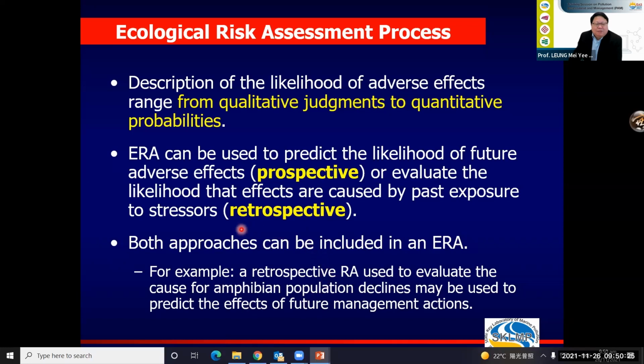Then in reality, both approach can be used at the same time. For example, we use a retrospective risk assessment to evaluate the cause of amphibian decline, okay? Then the result actually can be applied to predict the future of the amphibian population due to a proposal action or proposed stresses to be launched in the market. Then in this case, we have a combination of retrospective and prospective risk assessment together.